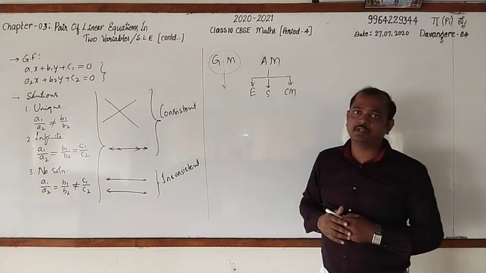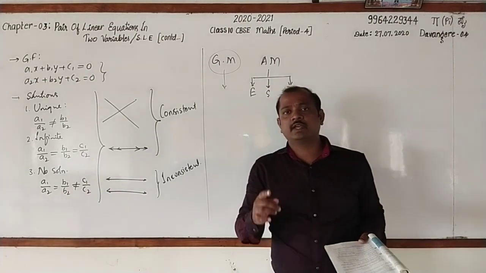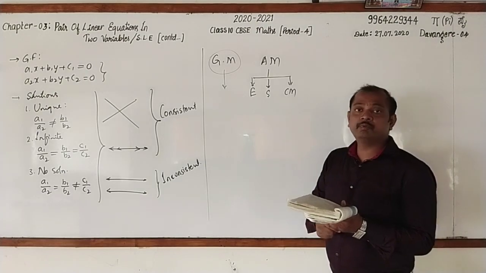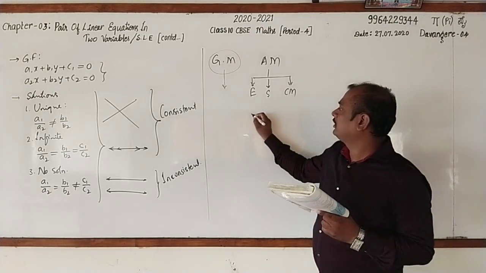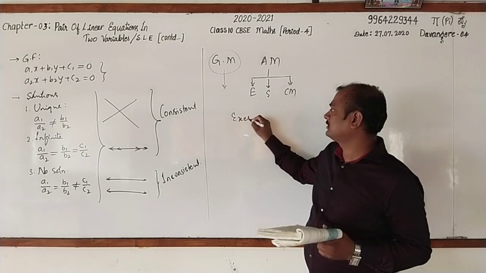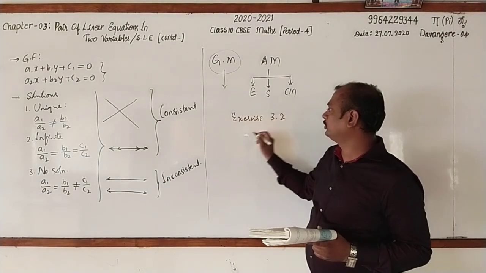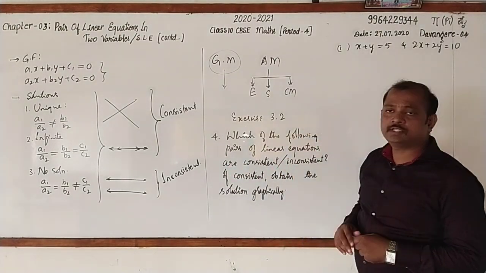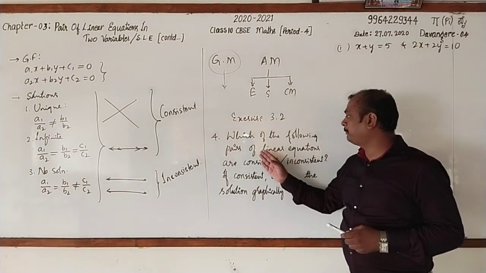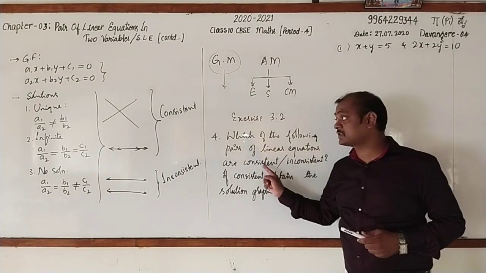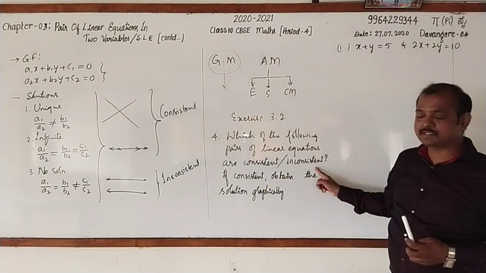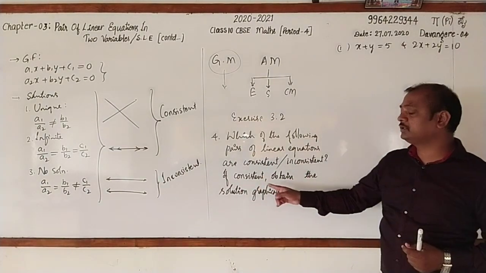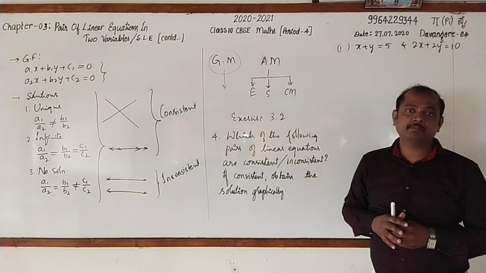Now let's continue this. We had finished exercise 3.1, and with respect to 3.2 we were at the fourth one. Now let's move on to that. Exercise 3.2, the fourth one, let me write the question. The fourth question is like this: which of the following pairs of linear equations are consistent or inconsistent? If they are consistent, we have to obtain the solution by the graphical method.